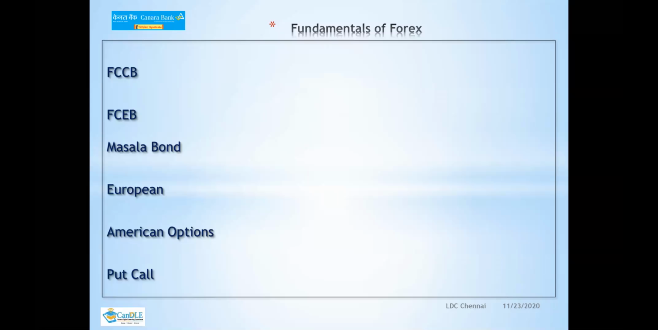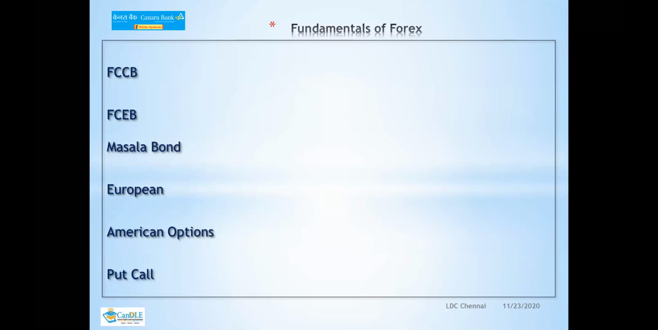Foreign currency convertible bond. What is meant by convertible bond? I am issuing bonds, just a deposit. What is meant by convertible bond? Very important question. Convertible bond means the party has the right to convert the investment into equity.